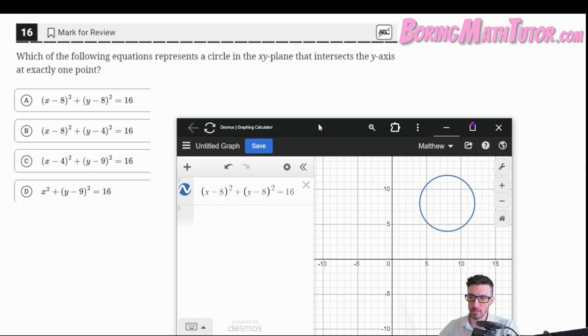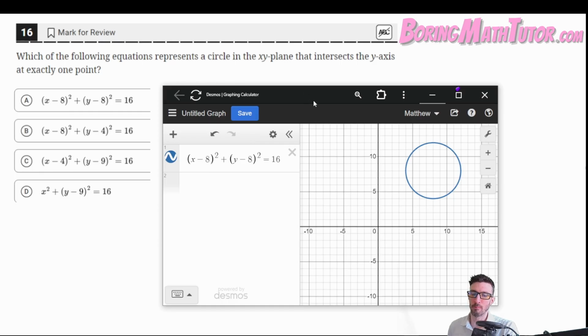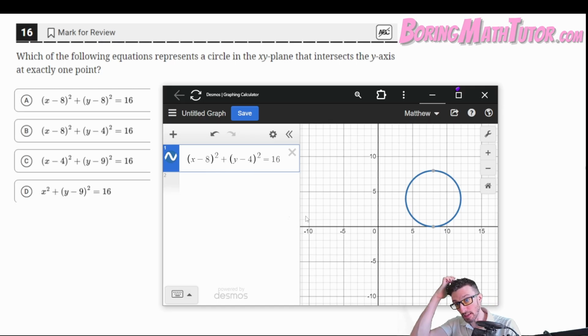For this one, I'd recommend just doing Desmos. Now, does this one intersect the y-axis at exactly 1 point? No. So let's move on to the next one. All I got to do is change this to a 4. Does that one intersect the y-axis? No, it's intersecting the x-axis. So that one's not right either.